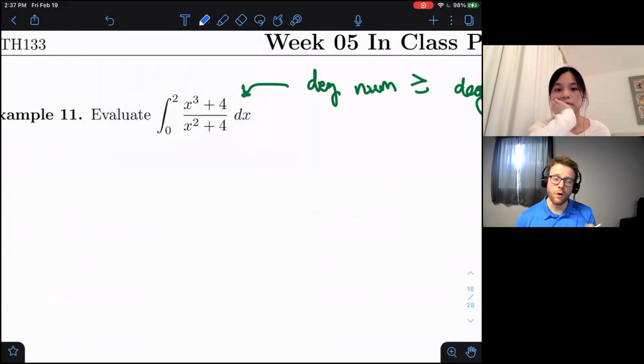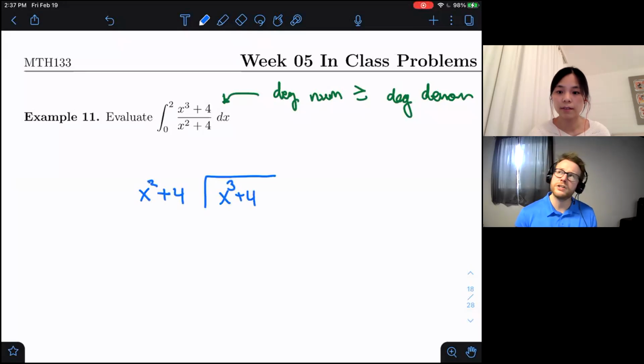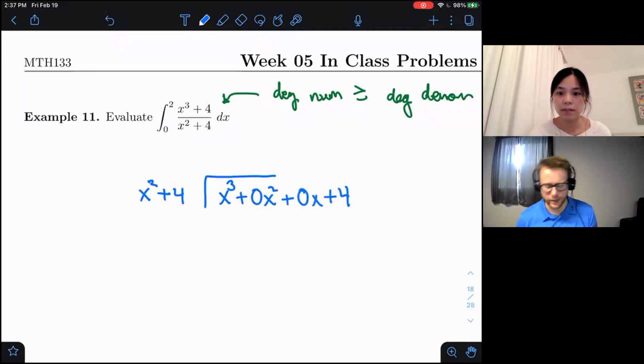When the degree of the numerator is greater than or equal to the degree of the denominator, we have to do polynomial long division. That's what I'd like to set up here. We're going to take x cubed plus 4 and divide it by x squared plus 4. I set this up just like we did long division of numbers a long time ago. I find it very useful to have some placeholders, so I'm going to write this as plus 0x squared plus 0x plus 4. That way I don't forget anything.